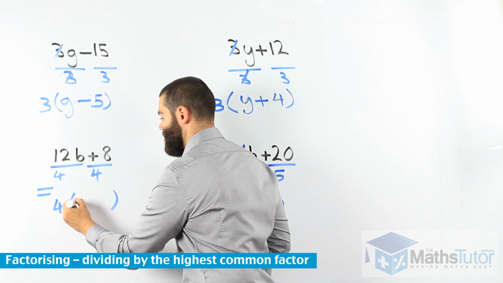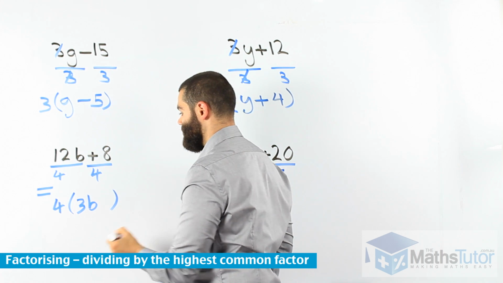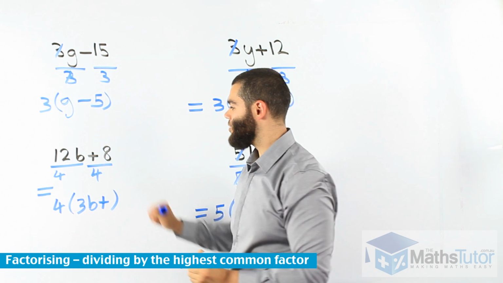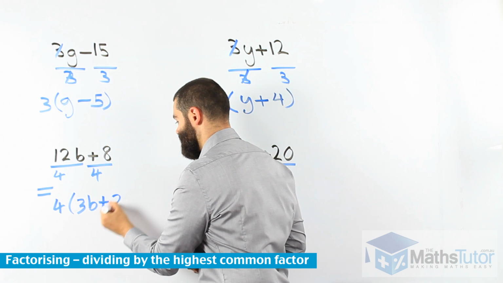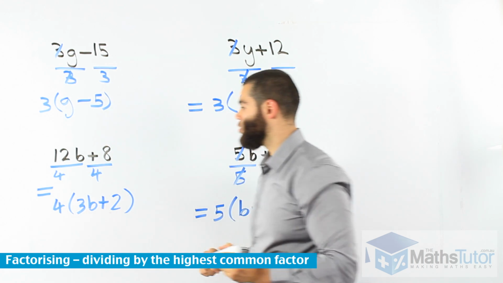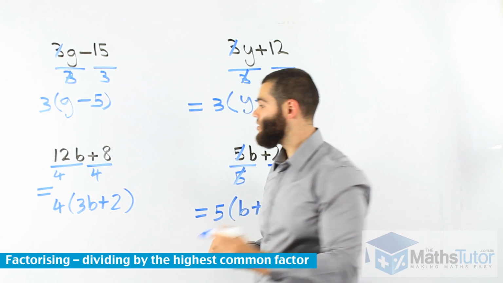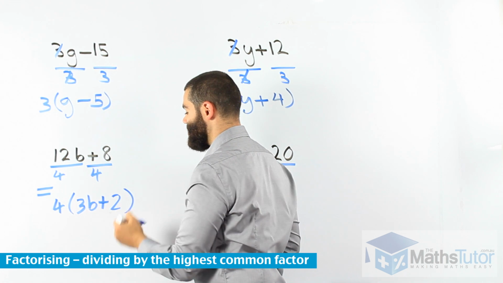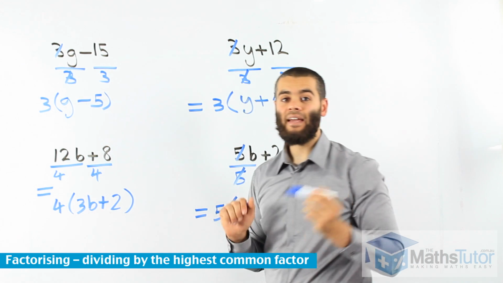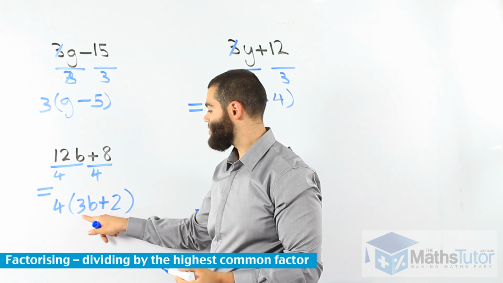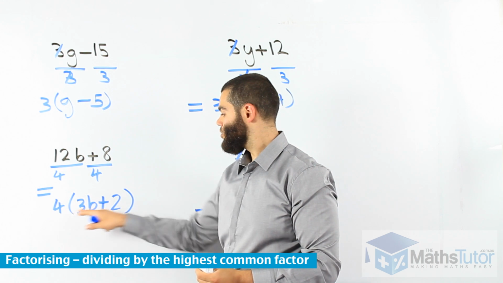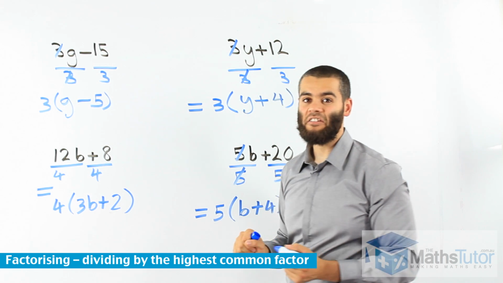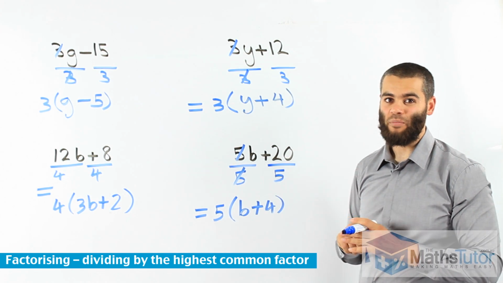12 divided by 4 is 3, and then the b, plus, and 8 divided by 4 is 2. So 12 divided by 4 is 3, 3b. 8 divided by 4 is 2. We have now factorized. Again, let's just check. 4 times 3b, 12b. 4 times positive 2 is positive 8. We have factorized correctly. Let's do some more examples.